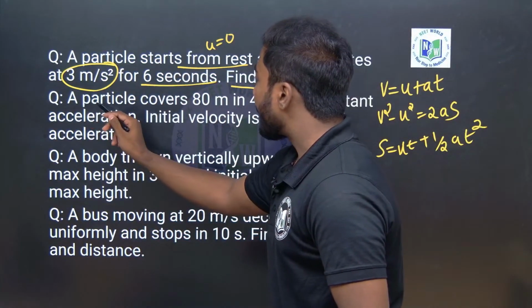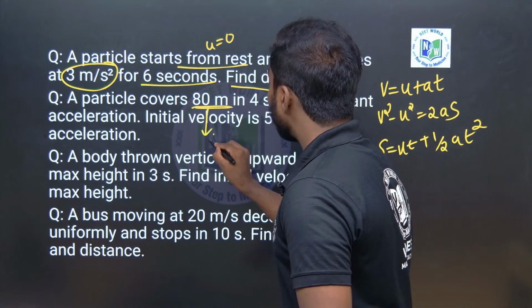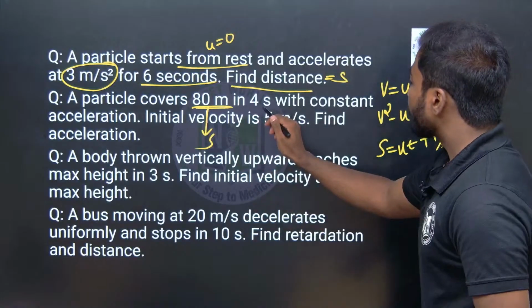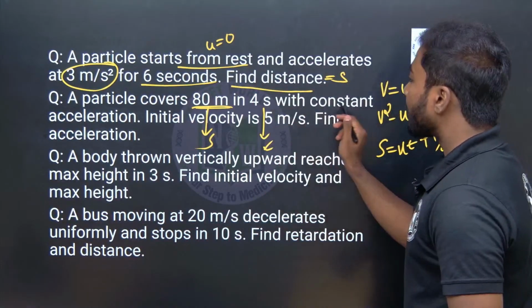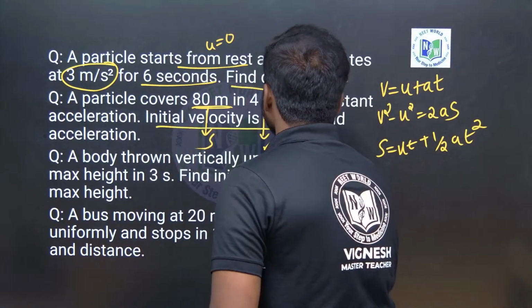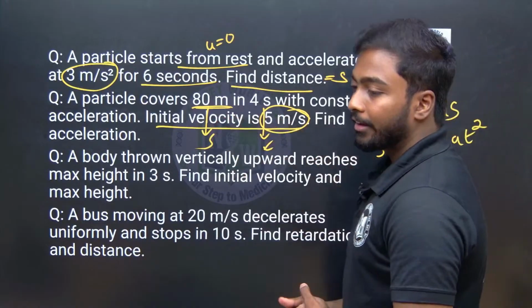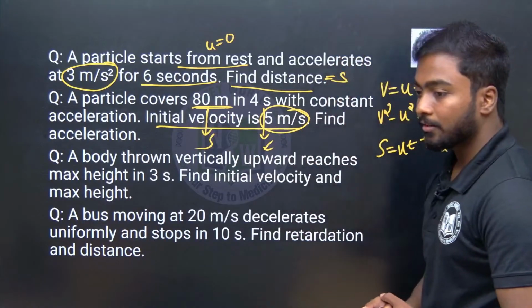Second question: a particle covers 80 meters, so they have given the value of s, in 4 seconds, t, with constant acceleration. The initial velocity is 5 meters per second. Okay, find the acceleration. I need to find the acceleration in this case.